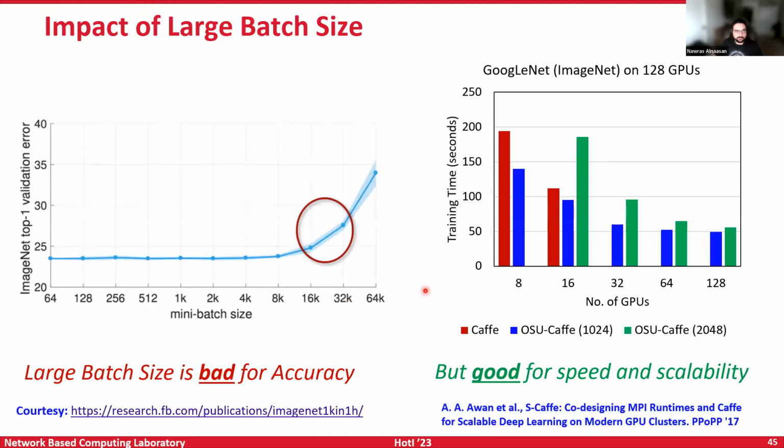Large batch sizes are very important in distributed training because the larger the batch size, the more parallelism you can have. So if you have a very large batch size, let's say maybe 16K, 32K, then you can distribute these samples across many machines, right? So it's good for speed and scalability, but it's bad for accuracy.